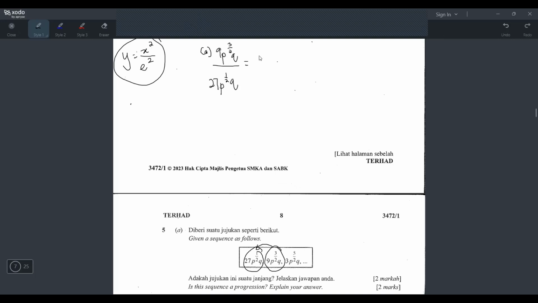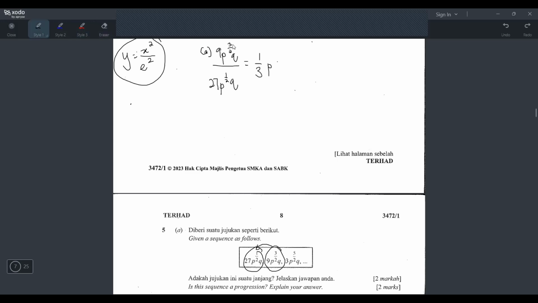Okay, what is 9 divided by 27? 1 over 3. What is p power 3 over 2 divided by p power 1 over 2? Actually it will be p power 1, because when you take p power 3 over 2 divided by p power 1 over 2, it's just going to be p power 3 over 2 minus 1 over 2, right? Because when you have the same base divided, the power have to minus. So 3 over 2 minus 1 over 2 is 2 over 2, and 2 over 2 is 1, right? So that's the answer. Okay, next part is q divided by q, which is 1, right? So this is the answer, because q and q cancel already.